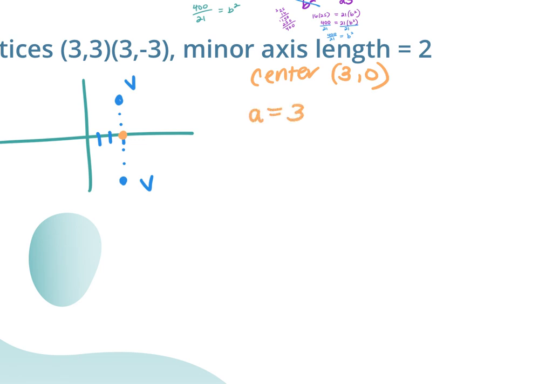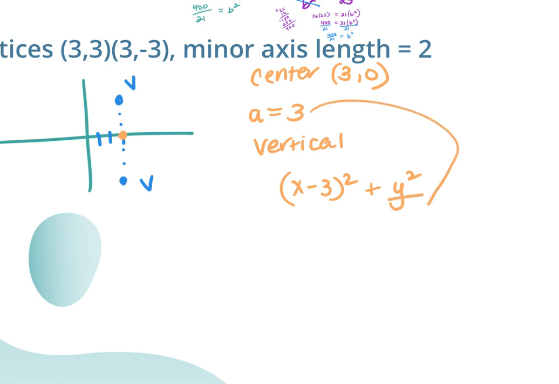A is 3, and I heard it's vertical. So the x gets the b, the y gets the a. It would be x squared, but it'd be x minus 3 squared because of the center, plus, and you could leave it as y minus 0 or just y squared, it doesn't matter. And the a goes under the y, so this would be 9. Already, I know all that stuff. I'm only missing one thing right now.